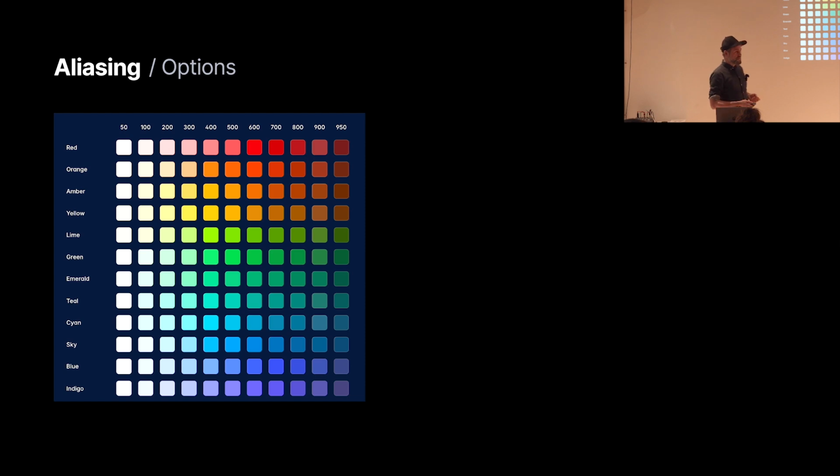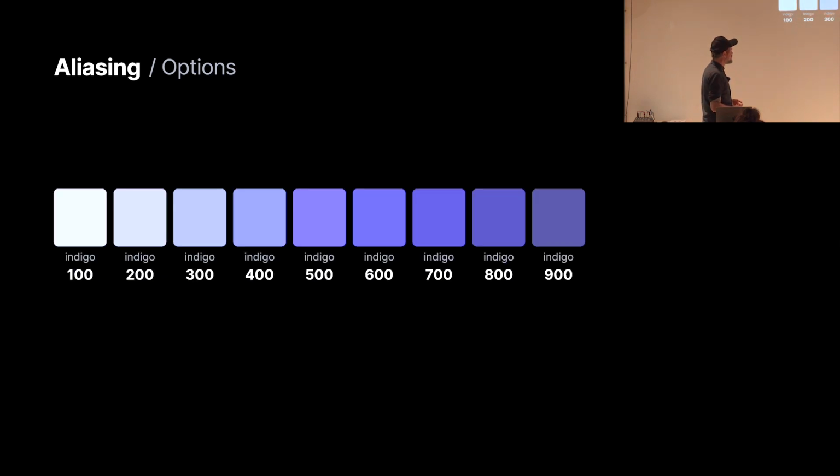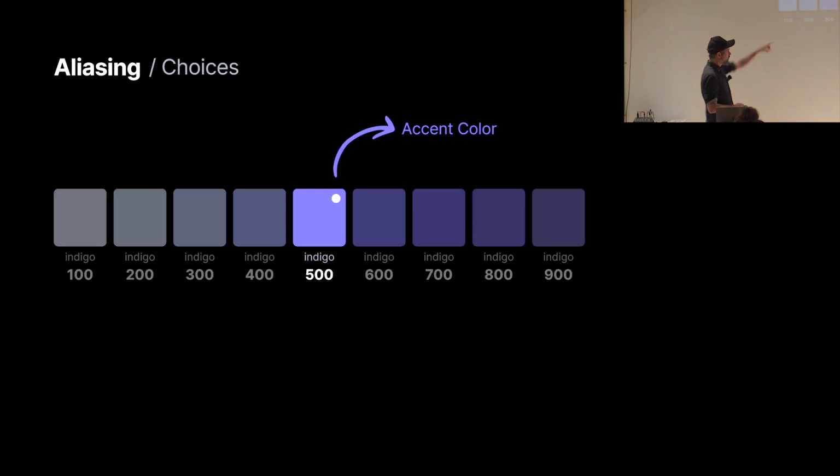You might be familiar with these color ramps in some projects or design systems. You would define all of these different colors, these color ramps, and I would consider these as our available options. And here's a simplified version. This would also be all of our available indigo color options, but some of them have a more prominent role. These are our choices. So for example, this single value might be our accent color. And that's why I probably want to name it like that.